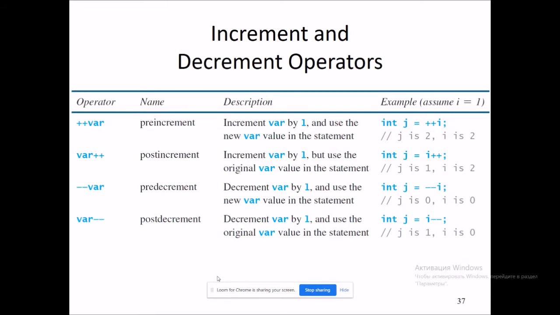What else do we have? We have increment and decrement operators. What do they mean? If we put plus plus before our variable, it will mean that we are increasing our number by 1. The same thing will happen if we write plus plus after our variable. And if you write minus minus before or after your variable, it will mean that we are decreasing our integer by 1.